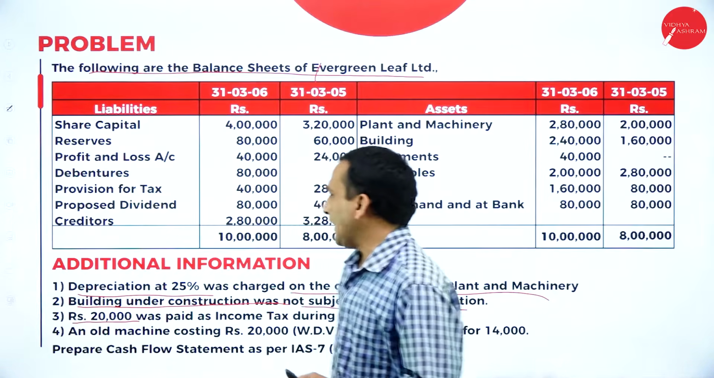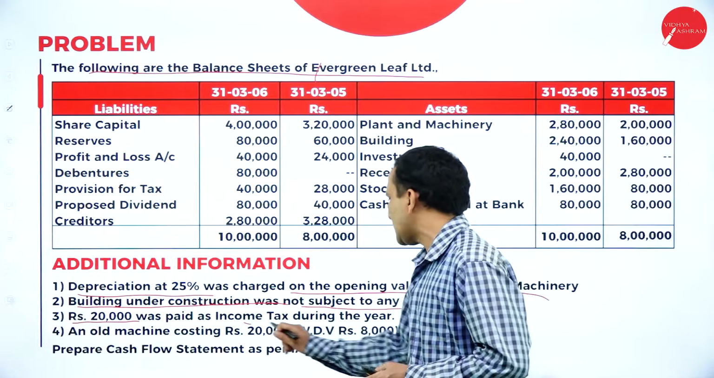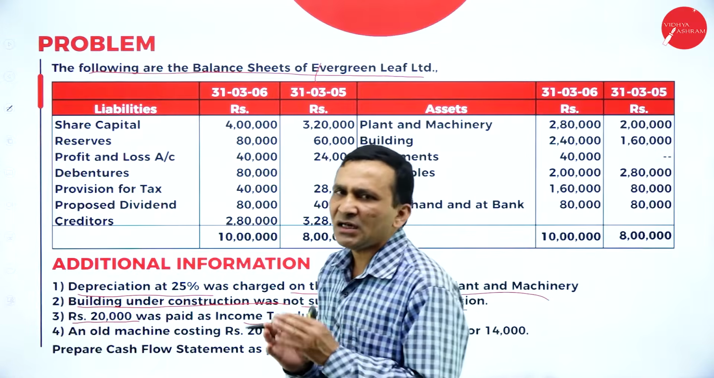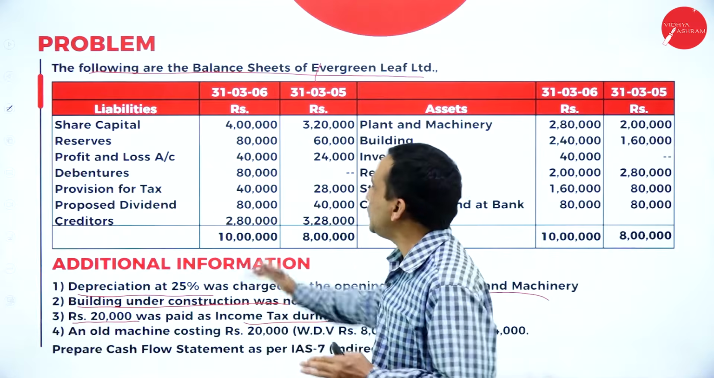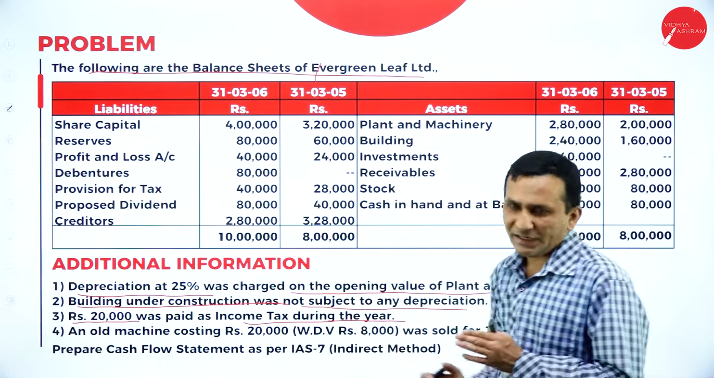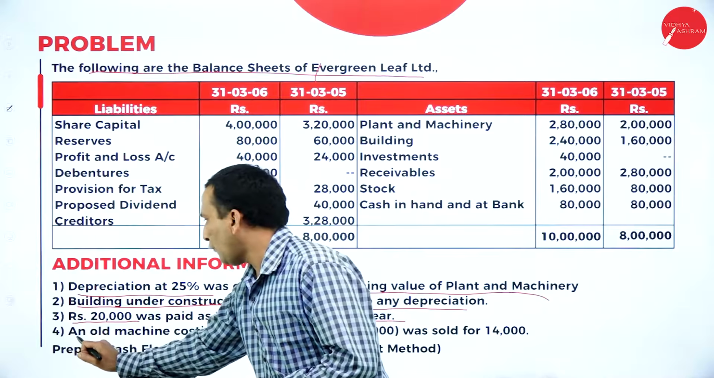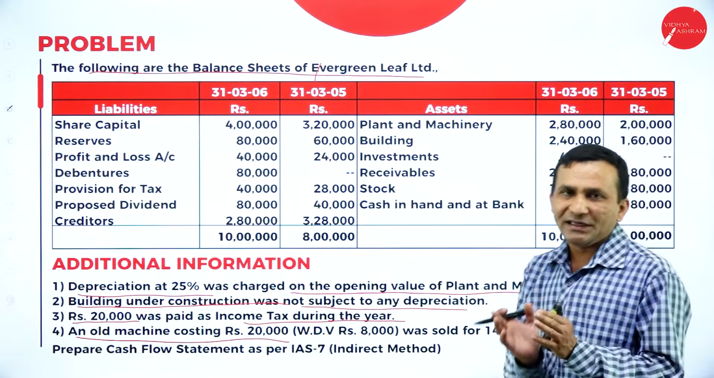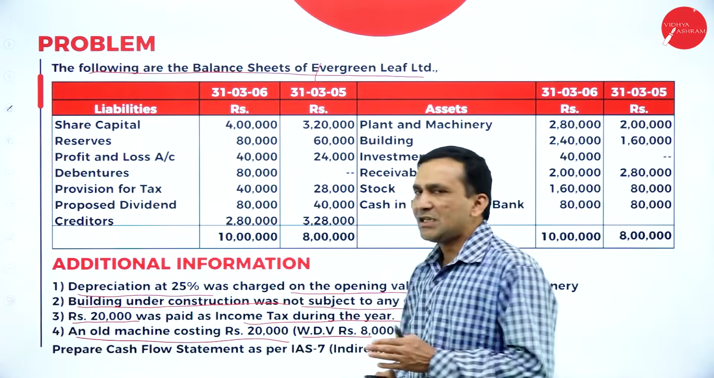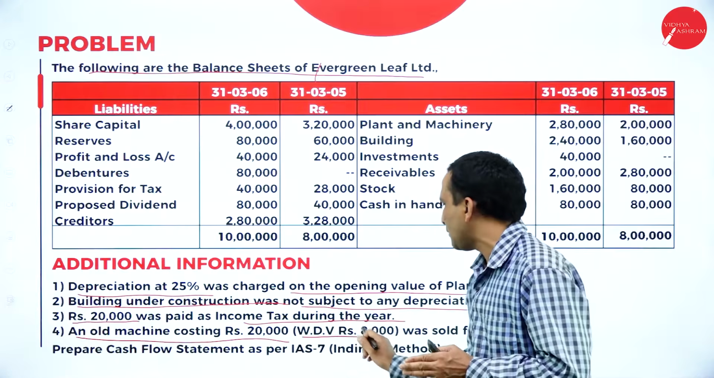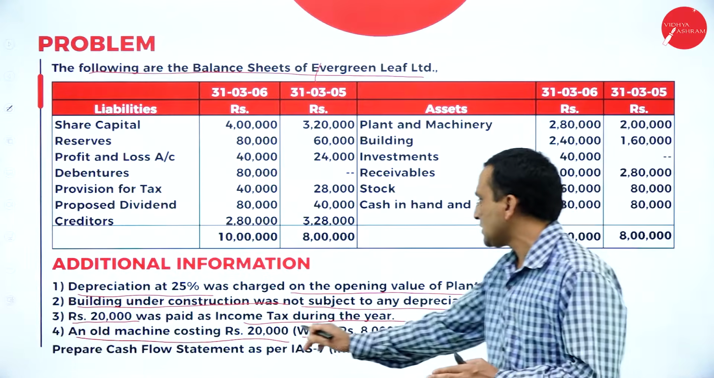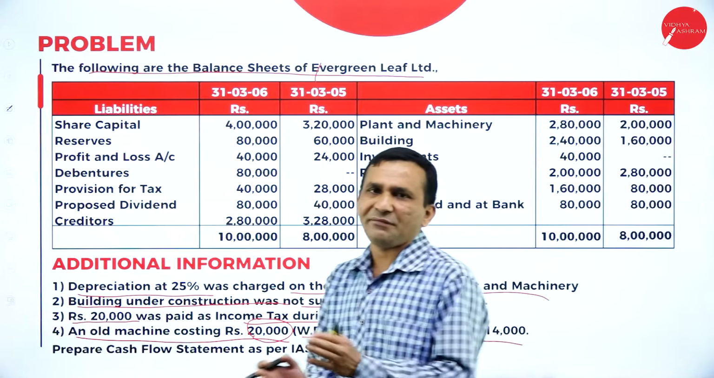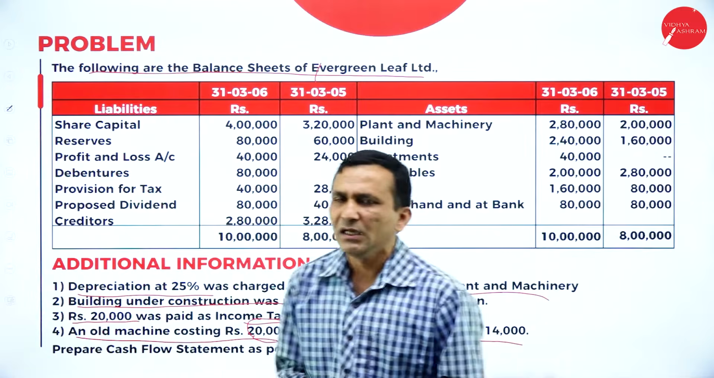Third, rupees 20,000 was paid for income tax during the year. Wherever there is adjustment information, we need to adjust between the respective balance sheet items. The fourth one: an old machinery costing 20,000, with a written down value of 8,000. If you subtract, the difference is 12,000. The machinery was sold for 14,000, so there is a difference of 6,000, which is a loss faced by the company.